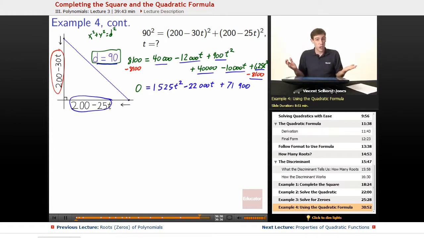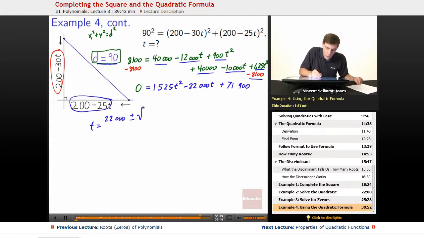Once again, it's a good thing that we have calculators, otherwise this would be really difficult, but we can use the quadratic formula now. So t equals negative b, so negative 22,000, so 22,000 plus or minus the square root of b squared. So 22,000 squared, we'll drop the negative sign just because it's going to get squared anyway.